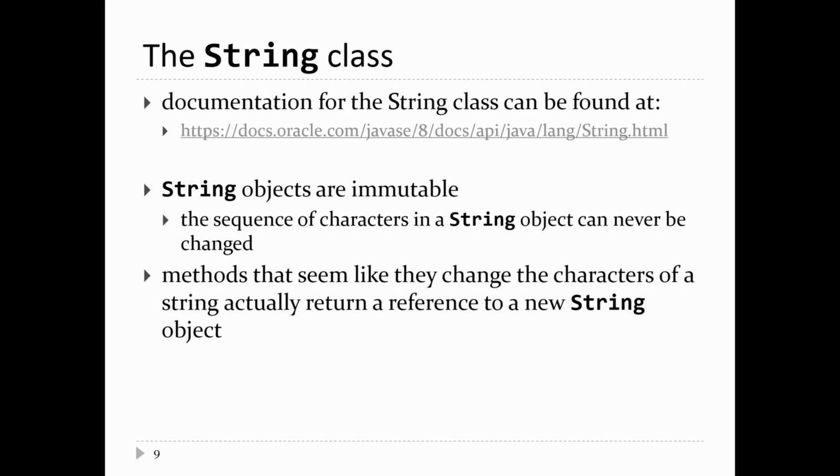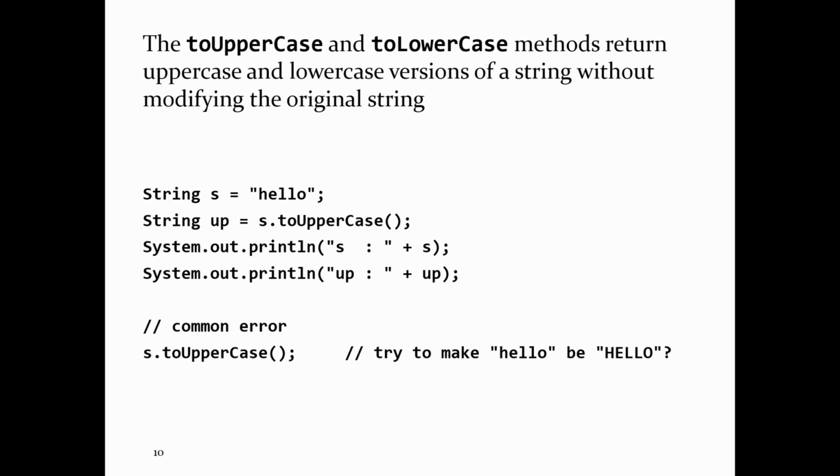So once you make the string hello, the object representing the string hello always has the characters HELLO. You can't change the characters. In both languages, anything that seems to change the characters of the string actually makes a new string object that has the change made to it. The original string object never changes. For example, toUpperCase and toLowerCase: these methods return the upper and lowercase versions of a string. It doesn't modify the original string.